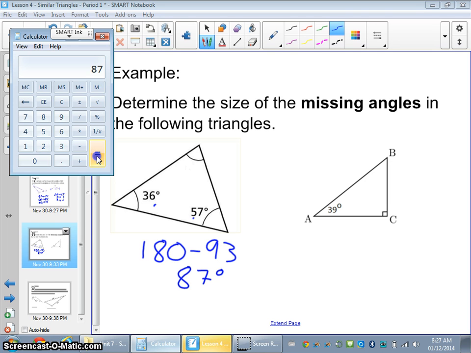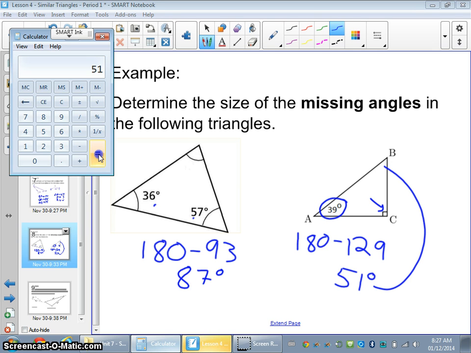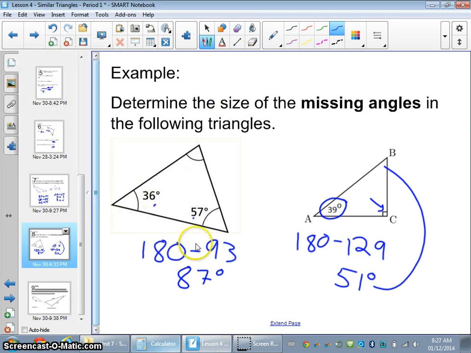We do the same thing on this one, except they only give us one angle here. But what about this one? That one's 90 degrees, so I combine 90 with 39, and what do I get? 90 plus 39 equals 129, and I go 180 subtract that. 180 subtract 129 equals 51, and that's the measure of that angle up there. So pretty straightforward. Combine your two angles, 180 minus what you get.